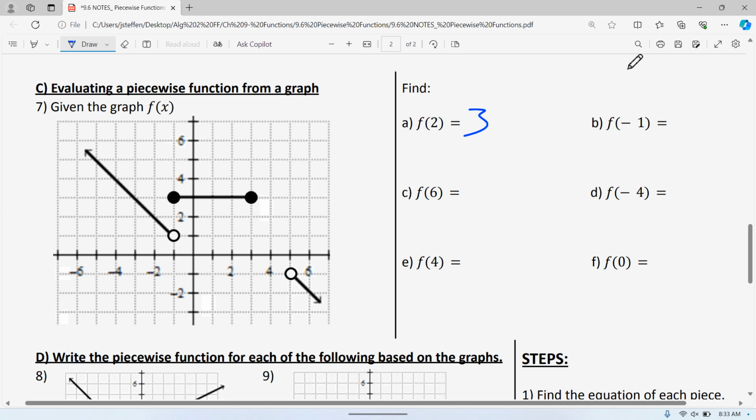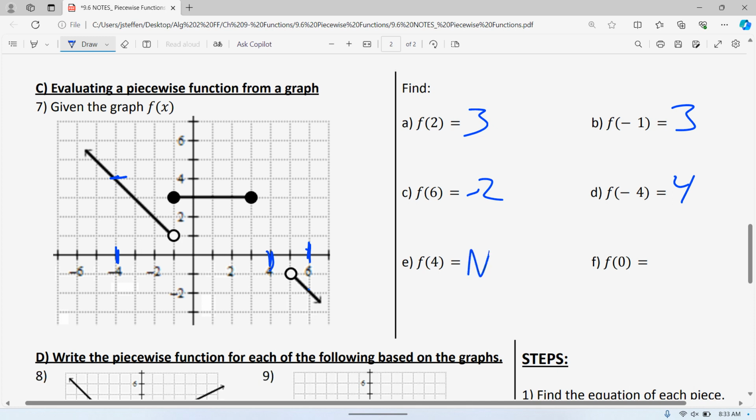F of -1, where do you go? Is it this function or is it this function? And that's where it comes into play if it's an open circle or if it's filled in. So you kind of think of -1 goes through the open circle. It doesn't stop there. It hits this one where it's a closed in circle. So that one is also at 3. F of 6, all the way up here, that's -2. F of -4 goes up to +4.